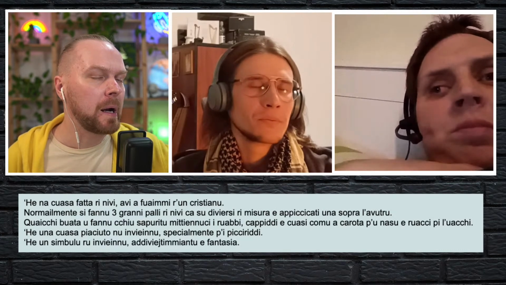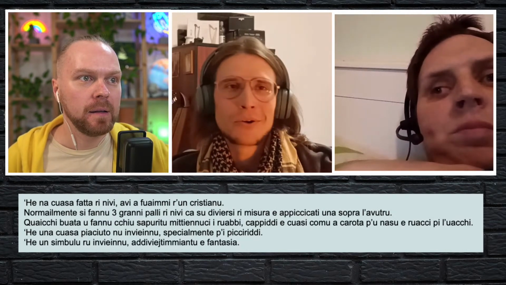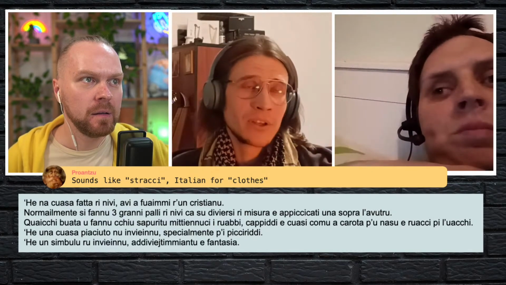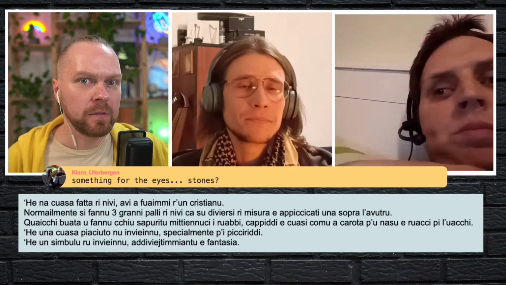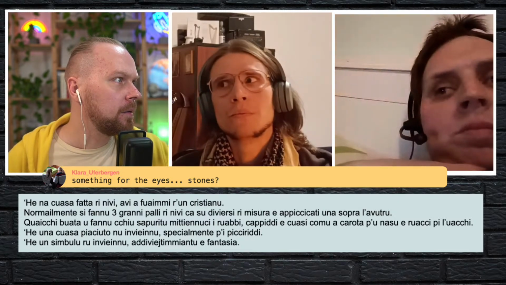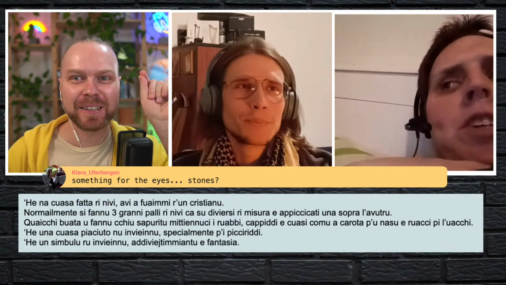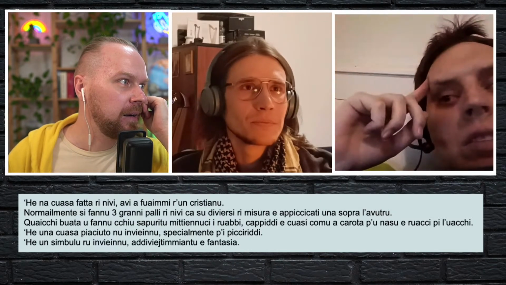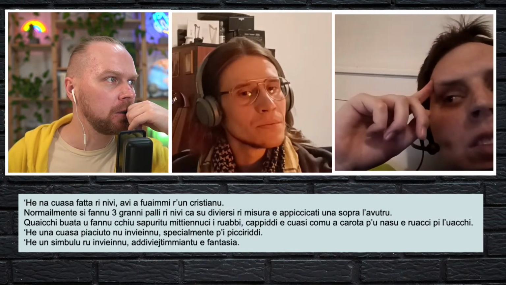So what does Ruaci mean then? I am close to understanding that it has to do with the branch. Rami, in Italian, means the branch of the tree. Something for the eyes. Stones. Wachi, occhi. So maybe the translation I have is not complete. The translation does not mention what is used exactly for the eyes. But we could imagine it's some sort of a rock, maybe a coal, potentially.